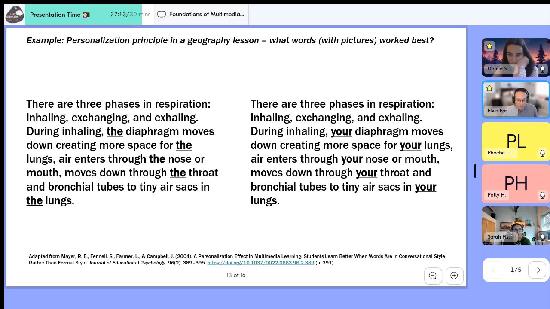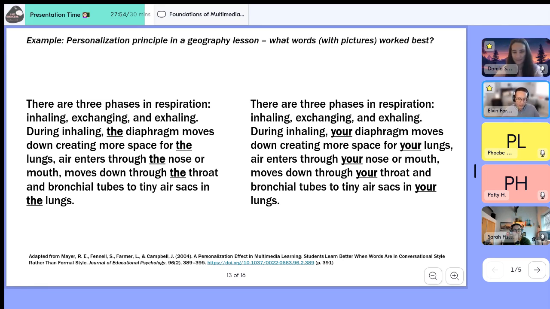So we'll do this one real quick. This one's the personalization principle. Just take a second, read the left, and then read the right, and then let me know in which of these two conditions you think the learner learned best. Okay, we see two. Two. Yep. Yeah, you guys are on it. Yep, more personalized.